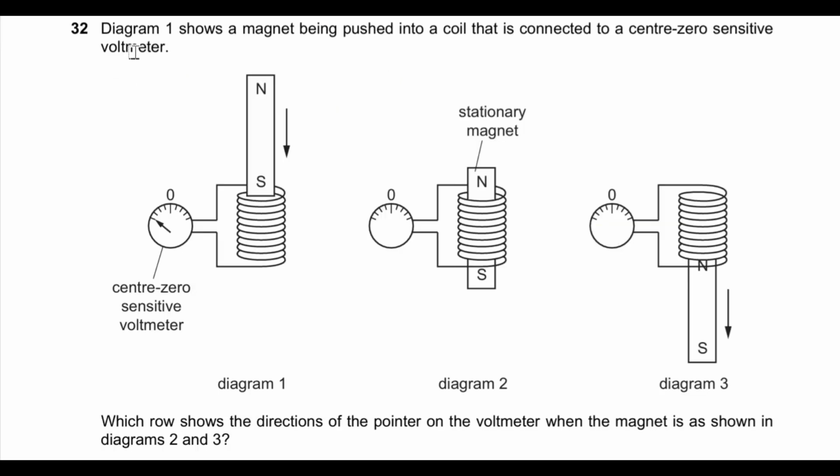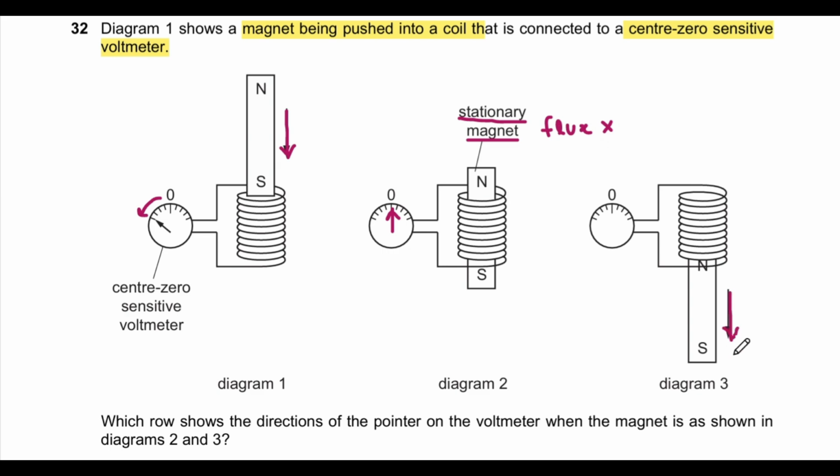Question number 32 says diagram 1 shows a magnet being pushed into a coil that is connected to a center zero sensitive voltmeter. In diagram 1, the south pole is moving towards the coil and the coil is showing a deflection in this direction. In diagram 2, the magnet is stationary. That means the flux is not changing through the coil, and when flux doesn't change, there is no EMF induced or current produced, so it will show zero deflection.